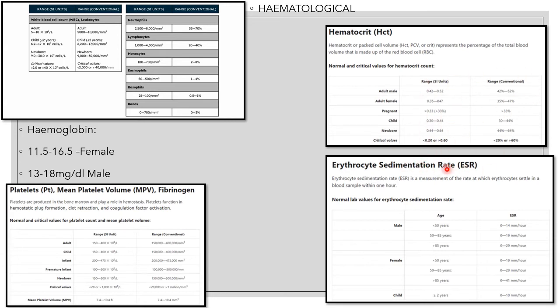ESR, that is erythrocyte sedimentation rate. Mostly inflammatory disease में ESR check करते हैं. In tuberculosis, TB, ESR is a major criteria for diagnosis.